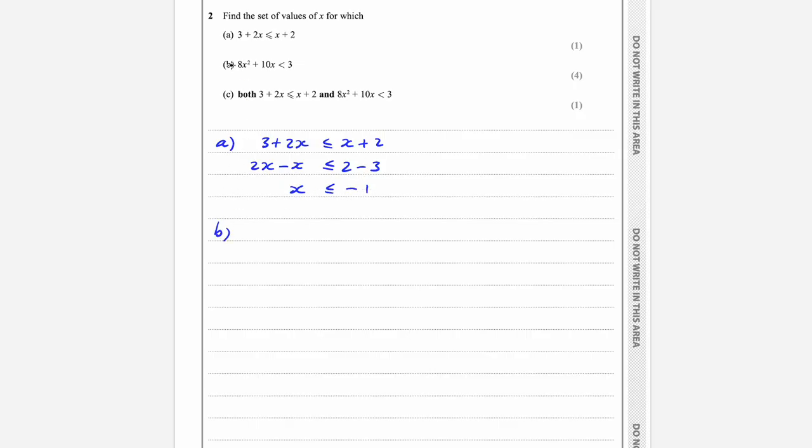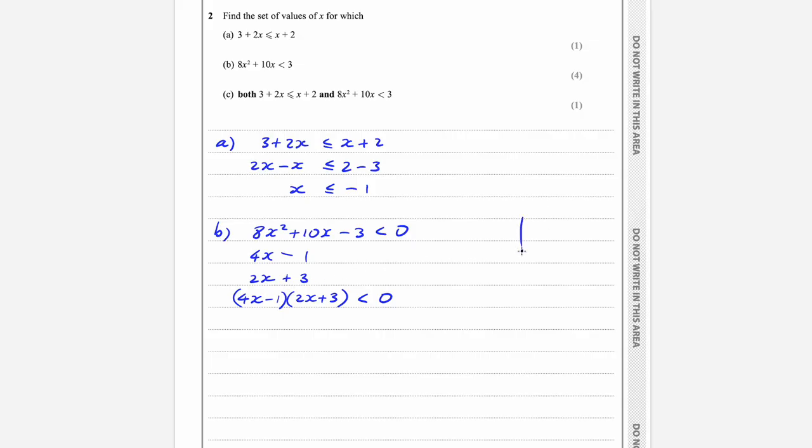Easy. Part B. Quadratic: 8x squared plus 10x minus 3 is less than 0. So first subtract the 3. Factorize this. Do it however you want, guys. I'm going to do it my quick way. 4x and 2x, 3 and 1, plus and minus. So 4x minus 1 times 2x plus 3 less than 0.